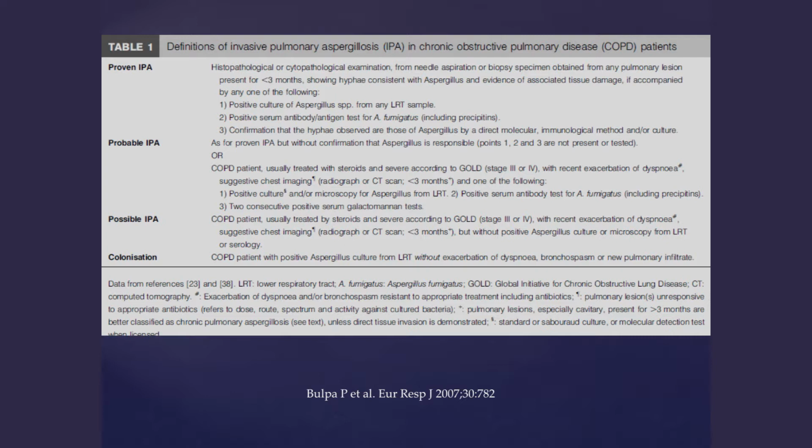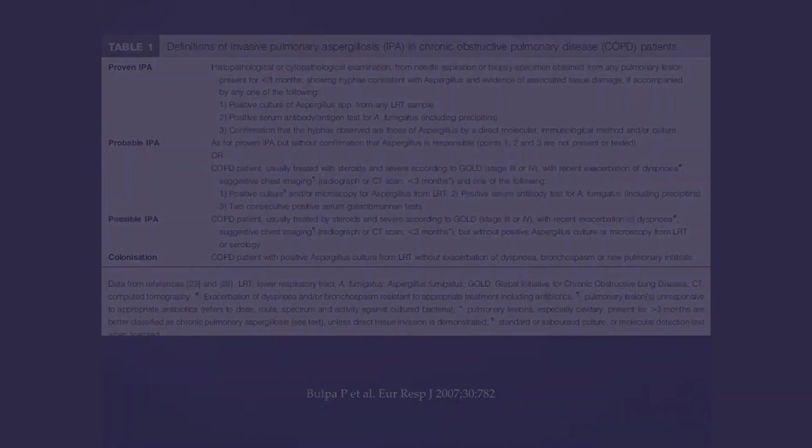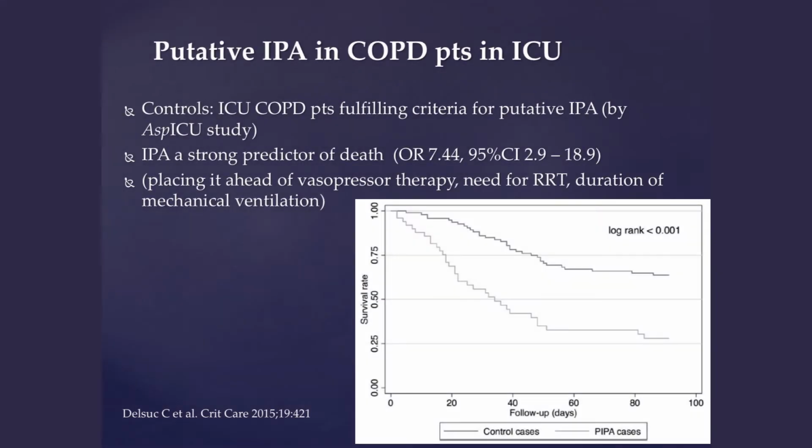But again, a positive culture and or microscopy is considered important. But they accept an antibody test and in response to some of the questions that people ask, they do accept 2 consecutive serum galactomannan tests. And if you look at this, this paper is actually an ICU paper. So they use the AspICU criteria. Hence, they use the word putative.